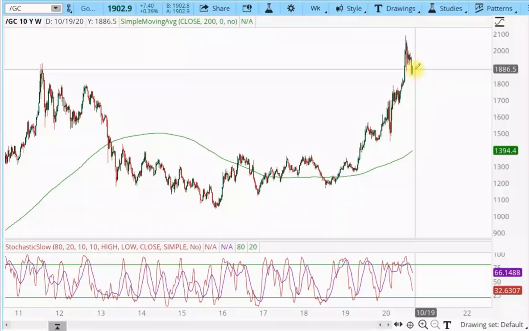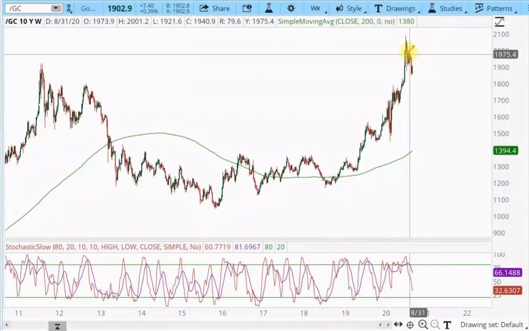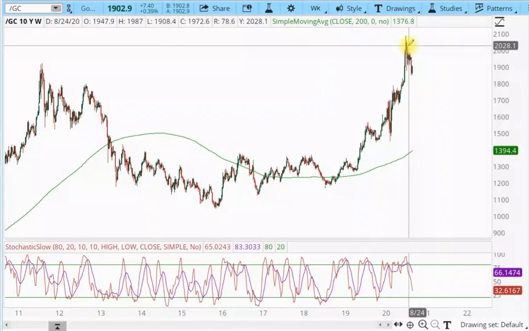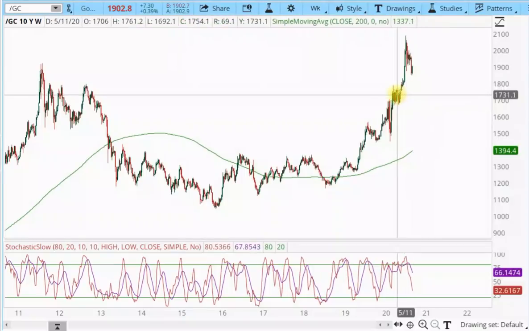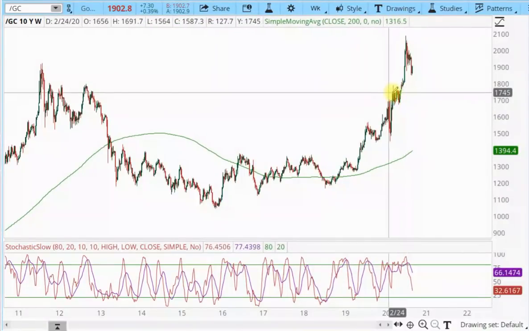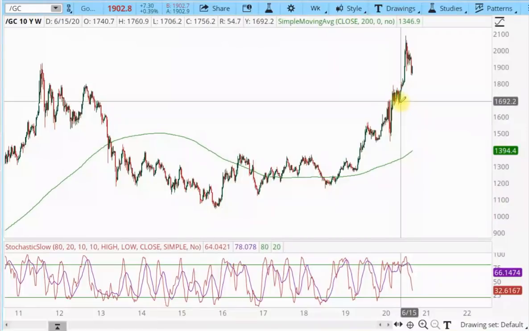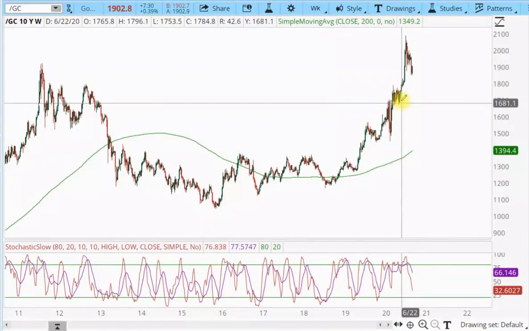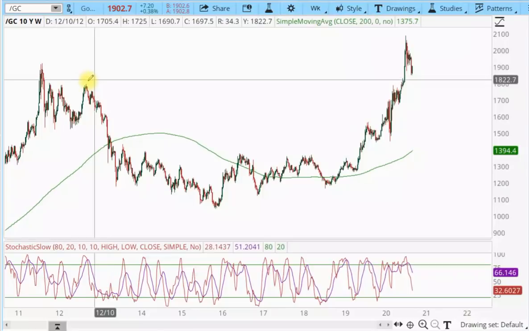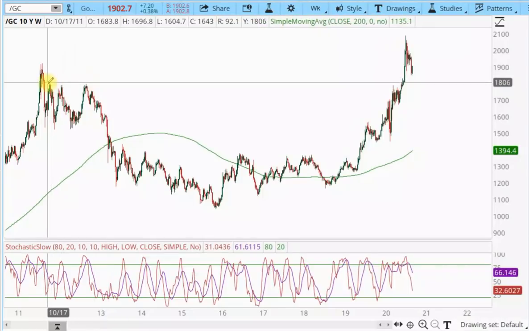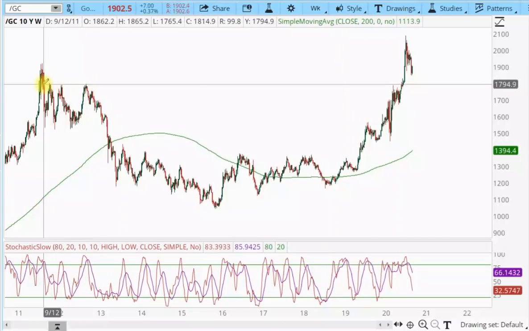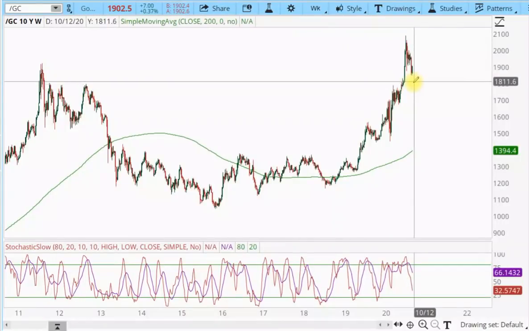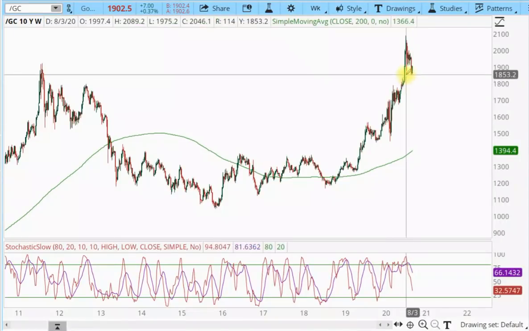So I think it would be more constructive and better for bulls anyway if this would just come down and complete this correction, maybe back into this consolidation zone right in here between whatever it is, 1670 and about 1800. I would like to see gold at least retest this support zone here at 1800 before I give the all clear to get back in.